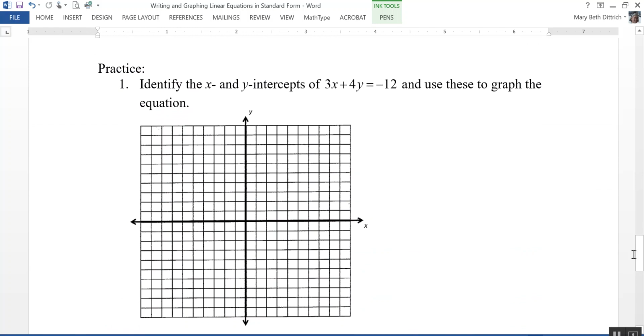So here are a couple practice problems for you to try in your math journal. So I'm going to ask you to stop the video and do these two problems in your math journal, and I'll come back and do them for you in just a few minutes.